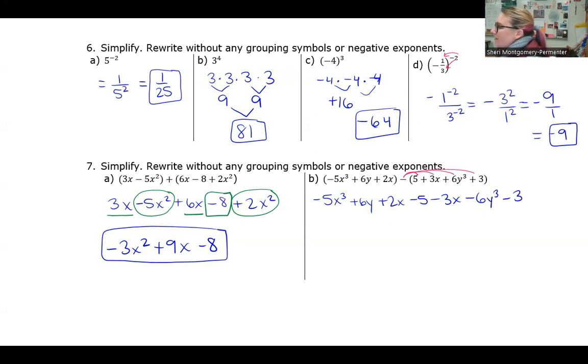For this problem, I have x's and y's. So I'm going to combine like terms. I have to identify the things that are exactly the same. I see that there is one x to the third. Is there any other x to the third? Okay, I have a y. Is there anything else that's just a y? No. I have a 2x and a 3x.